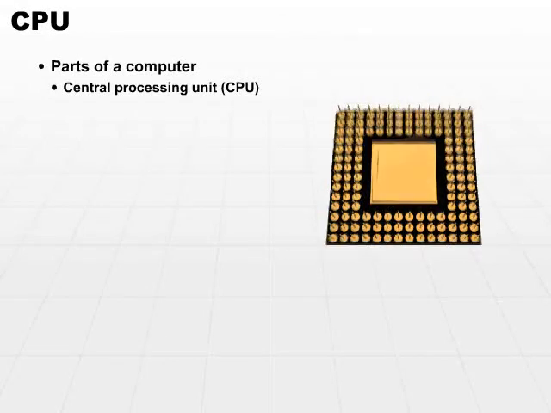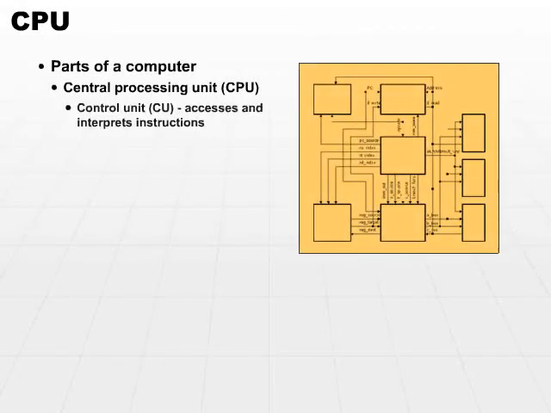Inside the CPU, we have different areas. One is called the control unit. The control unit accesses and interprets the actual instructions. He's the one that kind of directs what actually happens.